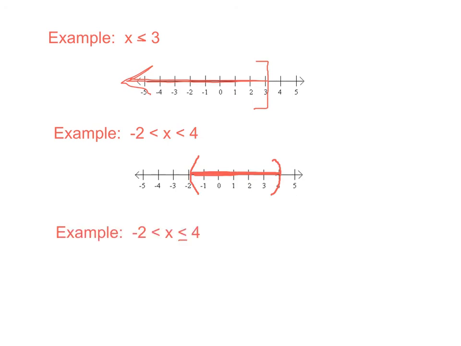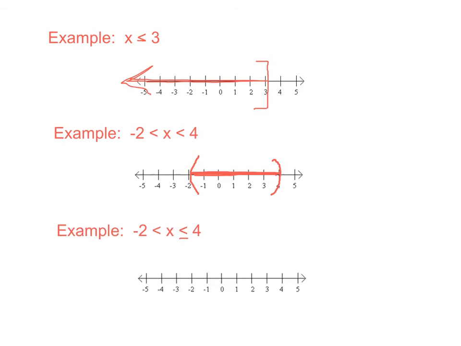So now let's look at another example. In this case, we've got the same numbers, but now we are saying minus 2 is less than x is less than or equal to 4. So let's look how we would represent this on the number line. Okay, so again we find minus 2 and 4.